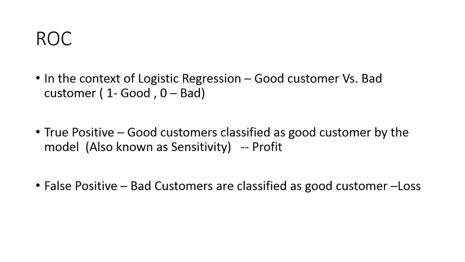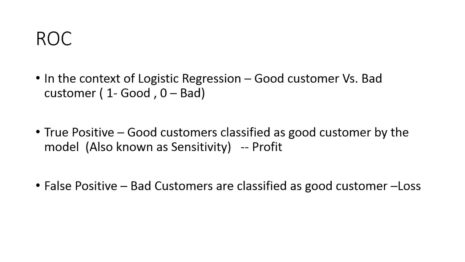Let's study this in the context of logistic regression. For simplicity, let's take two values, 1 and 0. 1 is a good customer and 0 is a bad customer. It can be anything though. So what is a true positive? Good customers classified as good customers. If customer A is actually a good customer in our data set, and the model also says it's a good customer, then it's a true positive. We also call it sensitivity, because that's very important for us, and if a model is able to do that, we benefit from the model. That gives us profit.